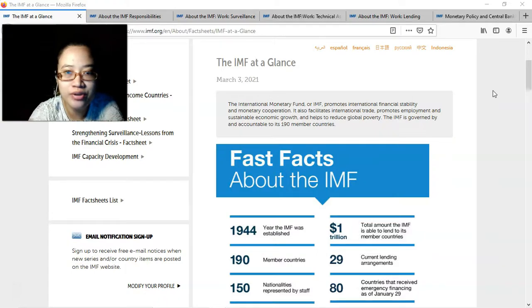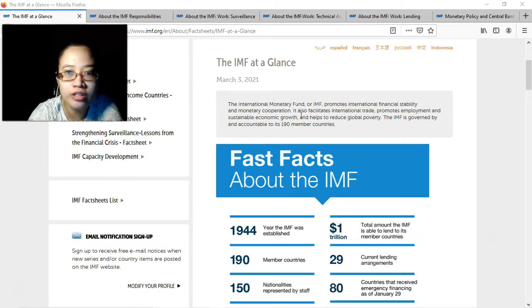Hello, so this is for the subject monetary policy and central banking, and the topic is about the IMF, or the International Monetary Fund. So we'll be looking at a few pages from the IMF website, imf.org, and then we'll see what the IMF is about. So to begin, we have IMF at a glance. All right, so they've updated this March 3, 2021.